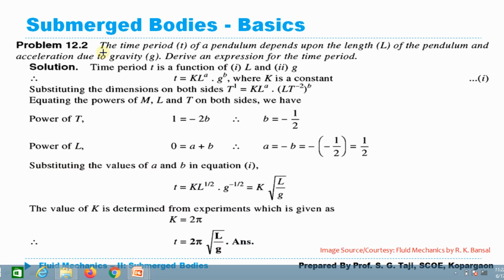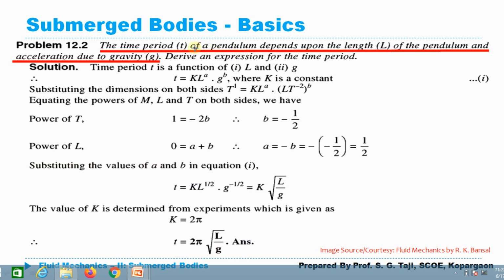So here we are going to work out dimensional analysis, how you can solve a problem by using dimensional analysis. The problem given is: the time period T of a pendulum depends upon the length L of the pendulum and acceleration due to gravity g; derive an expression for the time period. In dimensional analysis, first we need to write down the equation in the form of a functional relationship.